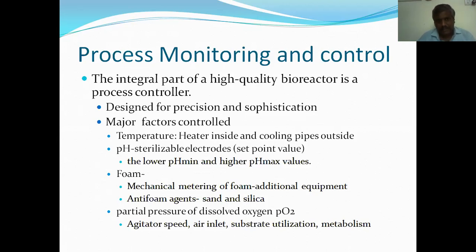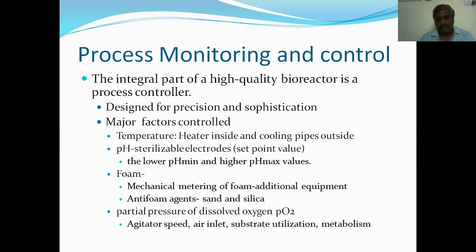The next and most important category is pH. For maintaining pH, you may have to use sterilized electrodes. The lower pH minimum as well as higher pH maximum values are to be recorded at regular intervals, so that the pH can be monitored as well as maintained. If the pH is getting lower, the pH probe will detect it, which means you have to add alkali automatically through the process controller. And if the pH is getting higher, we have to add acid through certain ports.